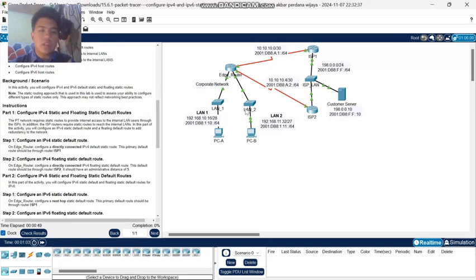Nah, di edge router, kita konfigurasi directly connected IPv4 default static route. This primary default route should be through router ESP1, seperti itu.